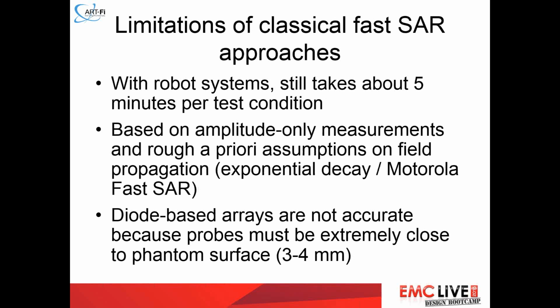There are limitations of classical fast SAR approaches. When I say classical, I think of using either legacy systems or amplitude-only measurement. When you use a robot system, it still takes about 5 minutes per test condition to get a SAR result. So it's 4 times faster than the so-called full SAR test, but still 5 minutes per test condition. When you get devices with 3,000 or 4,000 test conditions sometimes to go through, it still makes a lot of time in terms of measurement, weeks of measurement.